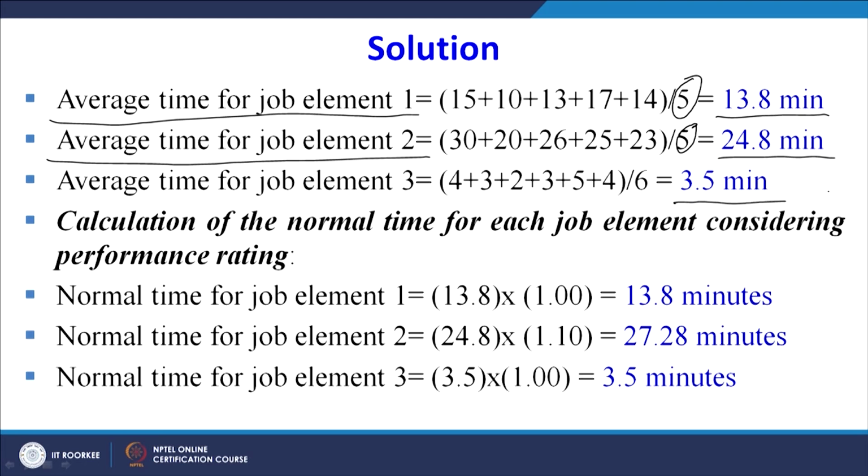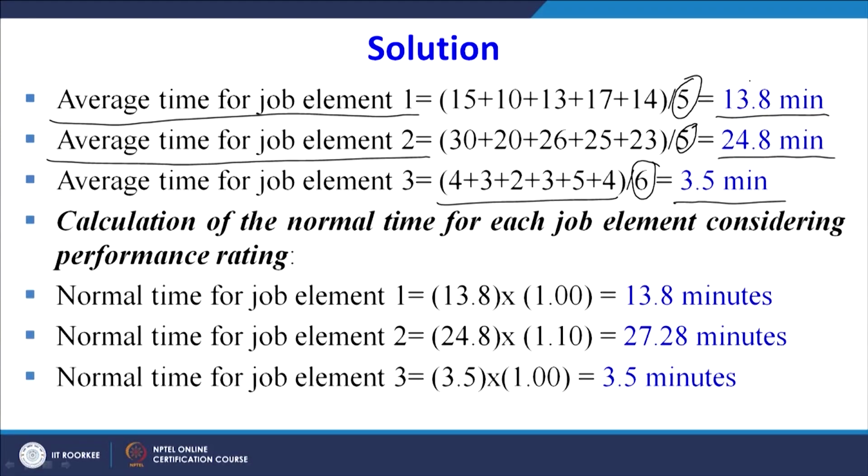Similarly we get the average time for job element 3, and here it is divided by all the 6 values because we are considering all the 6 values. It is divided by 6 because we have recorded the time for 6 cycles for all the 3 different elements of the task K.